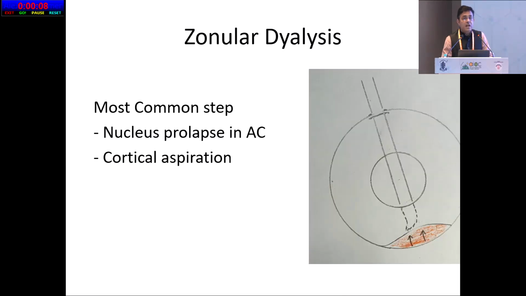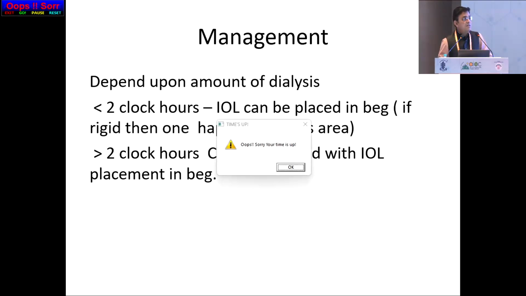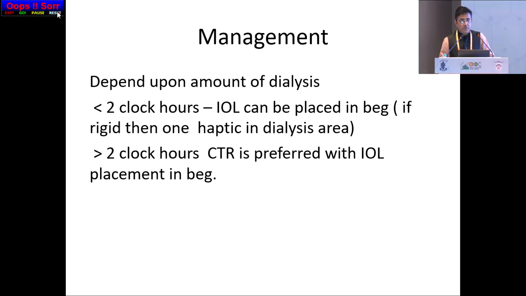Then we have zonular dialysis. It happens most commonly during nucleus prolapse into the AC because of maximum manipulation, or during cortical aspiration. If it is less than 2 clock hours, you can place the lens very well in the bag, or if it is a rigid IOL or a multi-piece IOL, you can put the haptic in the dialysis area. If it is more than 2 clock hours, you can prefer a CTR with IOL placement in the bag.